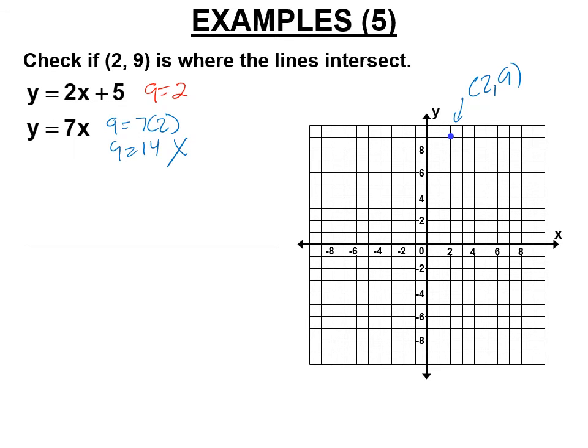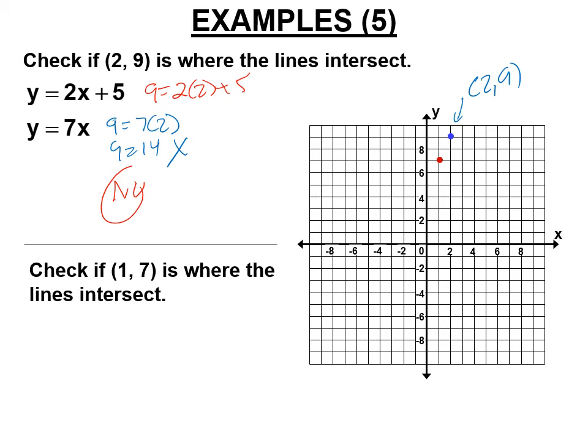We don't have to do this, but it does work for the top equation, because you get 9 equals 9, but it does not work in the bottom equation, okay? And so the answer to that is no. So let's try this one, check (1, 7). We're going to put 7 equals 2 times 1 plus 5, and 7 equals 7 times 1. Yeah, both of these are true. (1, 7), this one right there, is the solution to this system.